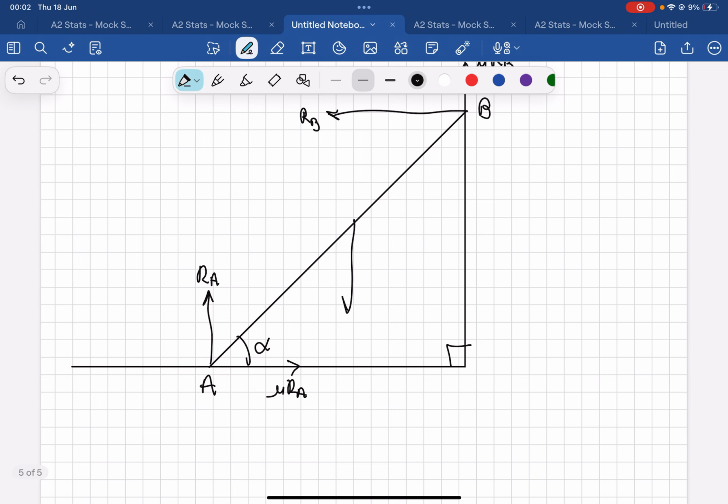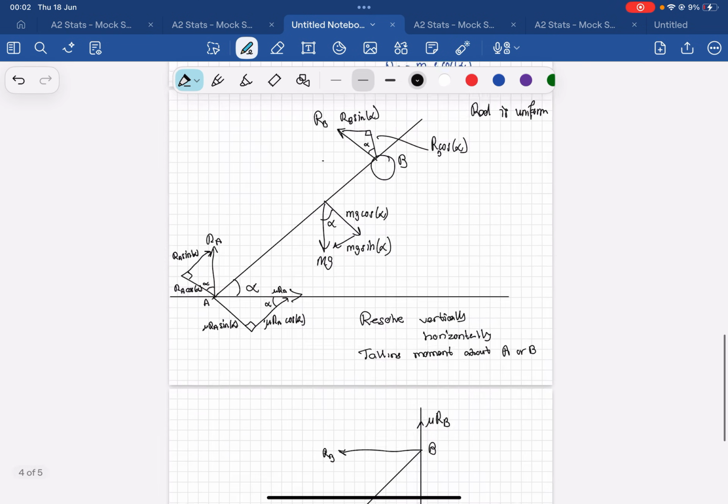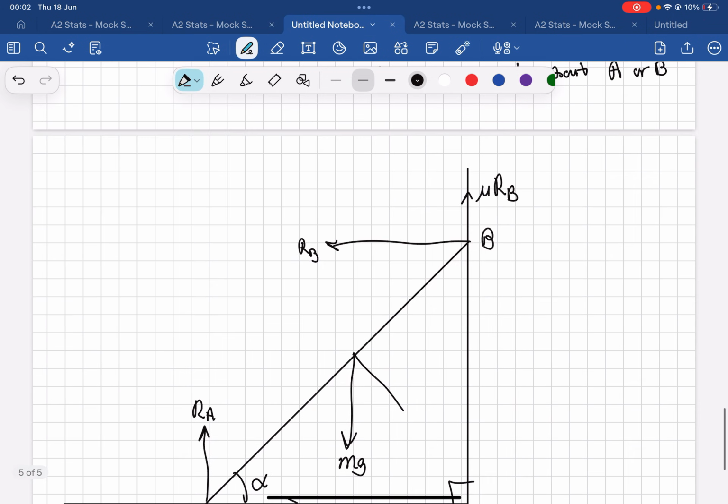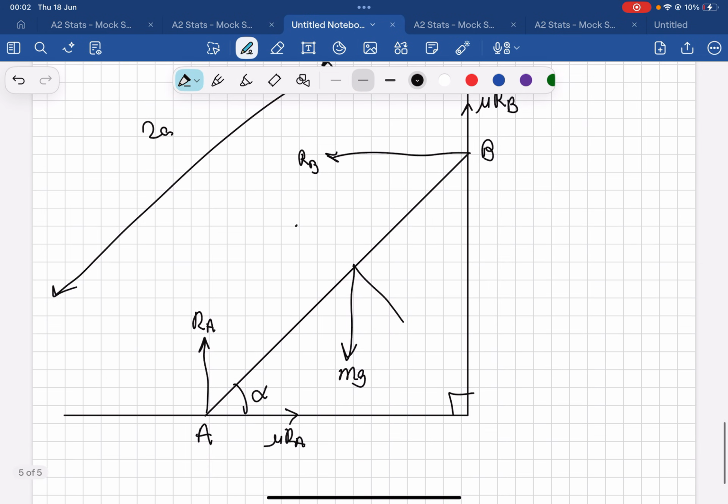And then we also have the weight of the rod. Of course, did we add that in the last? Yep, we did. Got weight of the ladder. Given that the ladder is uniform, we can just slap this bang in the middle. So if the length of the rod is 2A, then the length from A to where the weight acts is just A. Now if you resolve, we just have mg cos alpha and mg sine alpha.